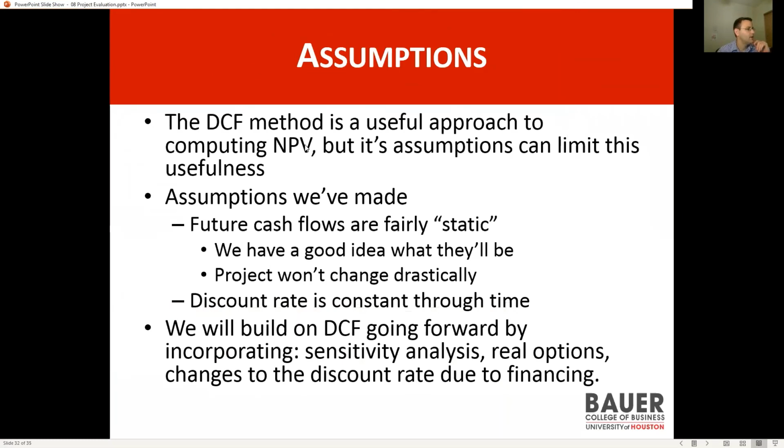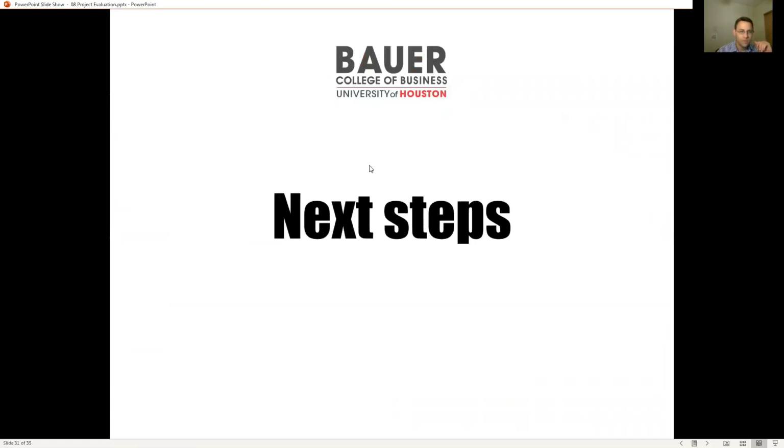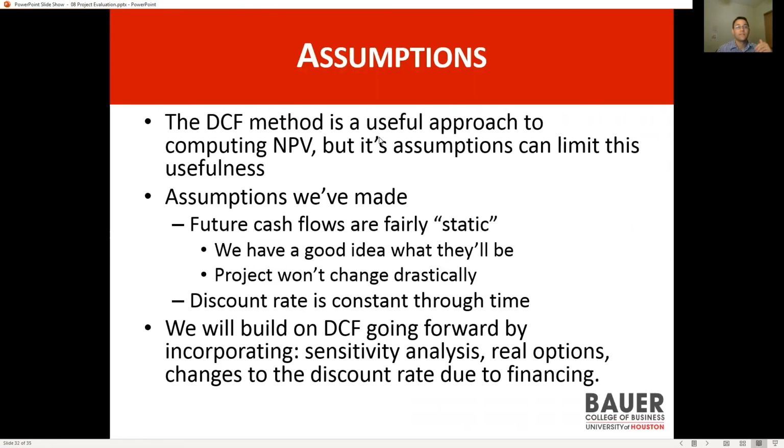Okay. All right, so next I want to wrap up our discussion on free cash flows. So big picture, what have we done? We have this thing called the DCF method, discounted cash flow method. It's the baseline. It's what we're going to use to calculate NPV. But it is making some assumptions.